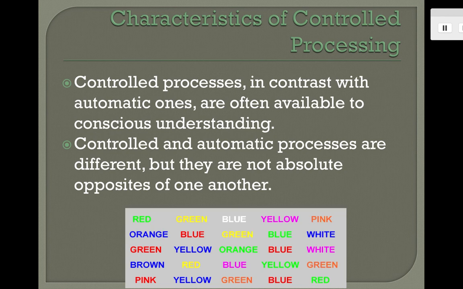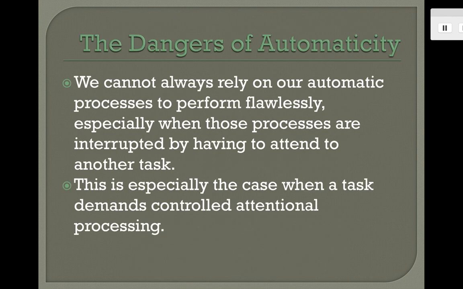So every single time we try saying the color that it's printed in, your brain is trying to say, read the word, because that's what you're supposed to be doing in this particular case. Now, there are very, very dangerous attributes associated with automaticity. And automaticity is this idea of we rely on automatic processing to occur for us.